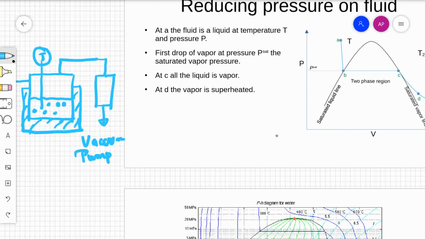Now note, if we further reduce the pressure very slightly, a slight amount of change in pressure is given, all the liquid will convert itself into vapor. You can say practically that at PSAT, all the liquid converts itself into vapor and comes to point C. When all the liquid has converted itself into vapors, we call it saturated vapors.